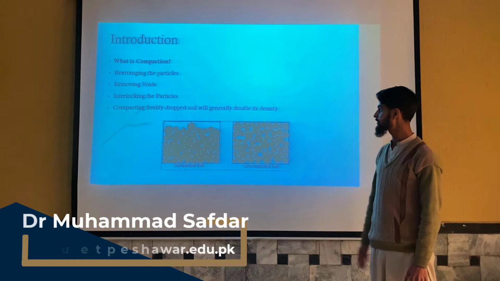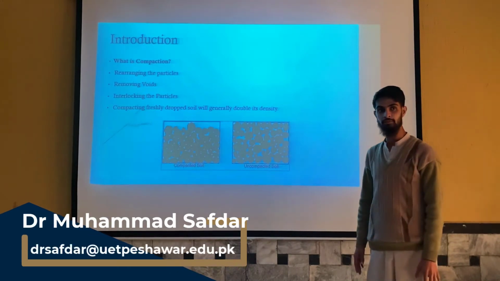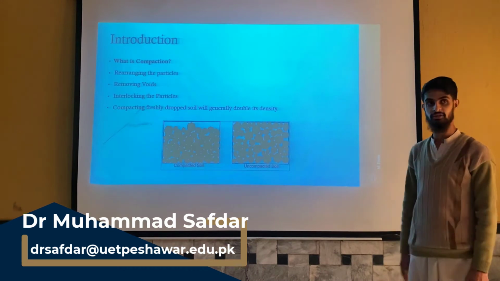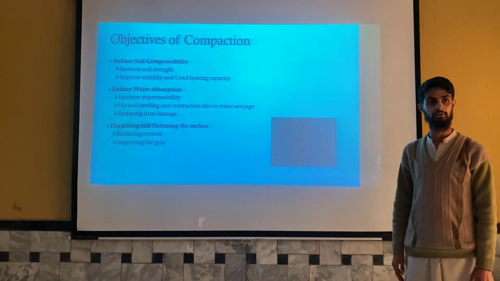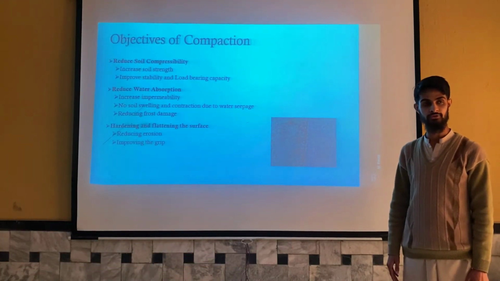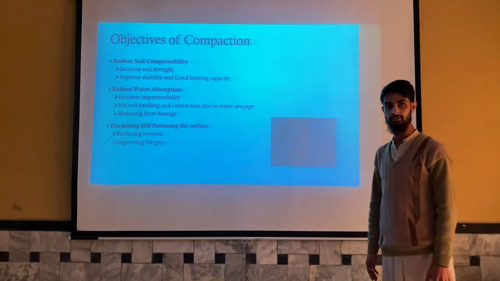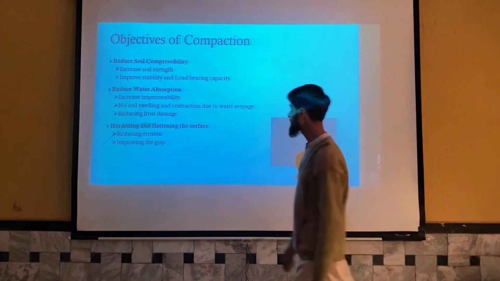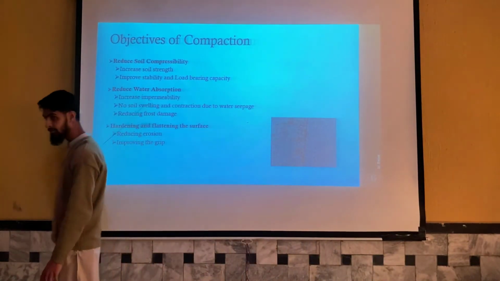Compacting freshly dropped soil will generate double its density. So when we compact the soil and voids are removed from it, it will double its density. It will basically increase the mass and decrease the volume. Density will automatically increase. And the objective of compaction is to reduce the soil compressibility.